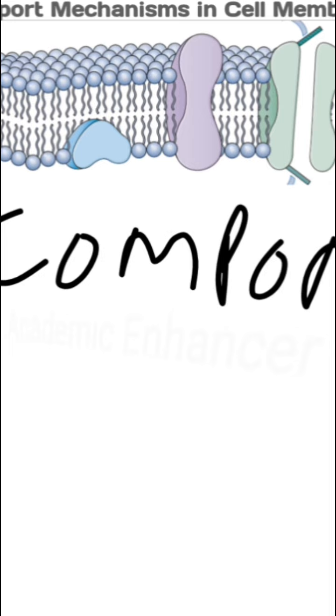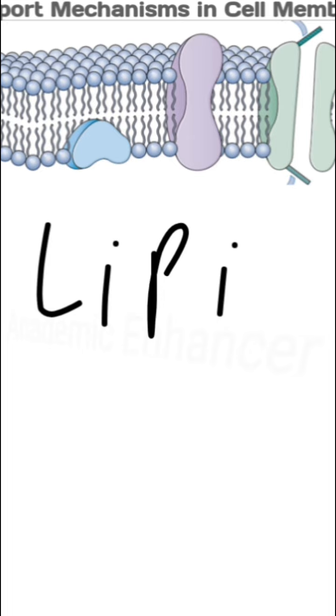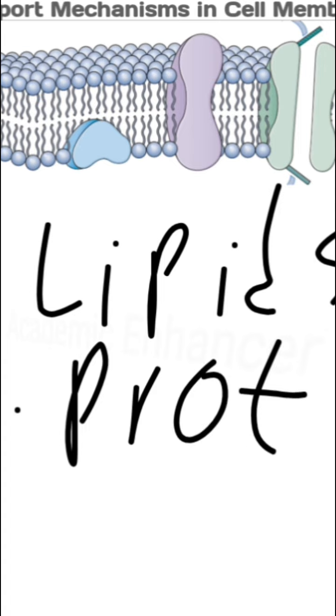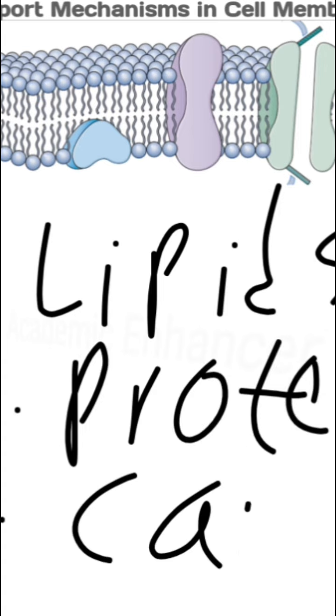There are three things that make up a cell membrane. The very first thing that you need to know, number one, is called the lipid. The lipid makes up what we call the cell membranes. Number two is what is known as the protein. Protein makes up the cell membranes. And number three is what we call the carbs. Carbs is what we call carbohydrate.